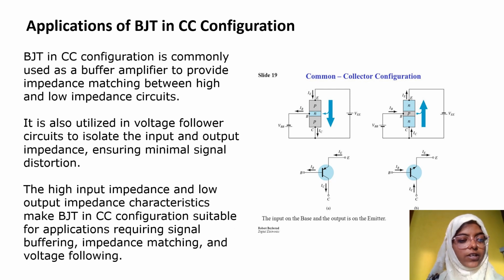Let us discuss the applications of BJT in CC configuration. BJT in CC configuration is commonly used as a buffer amplifier to provide impedance matching between high and low impedance circuits. It is also utilized in voltage follower circuits to isolate the input and output, ensuring minimal signal distortion. The high input impedance and low output impedance characteristics make BJT in CC configuration suitable for applications requiring signal buffering, impedance matching, and voltage following.